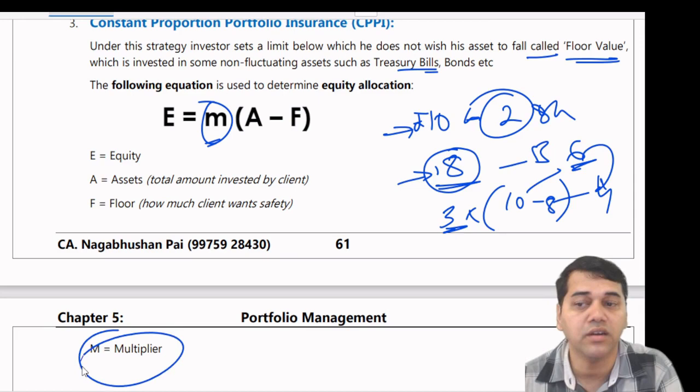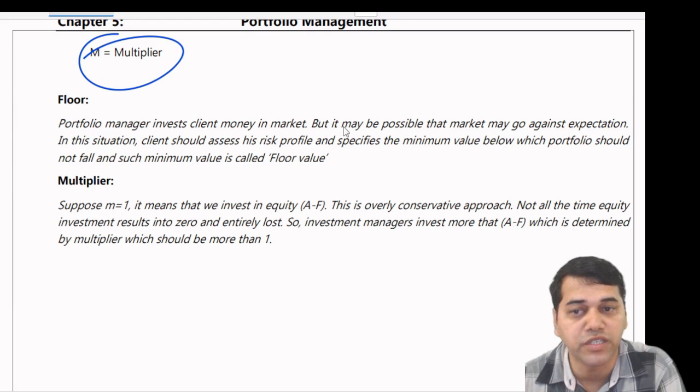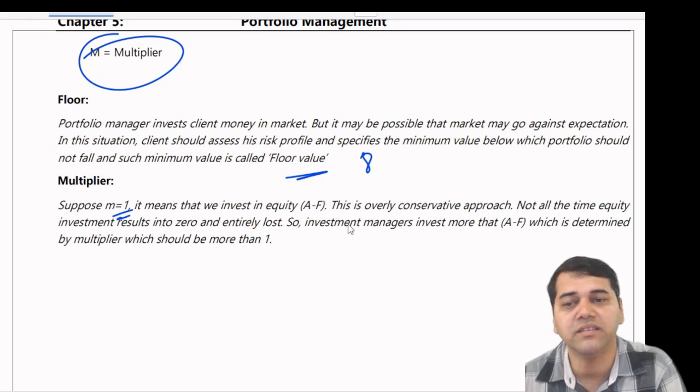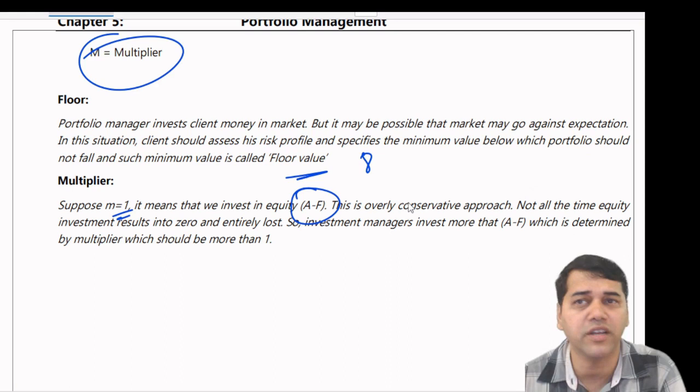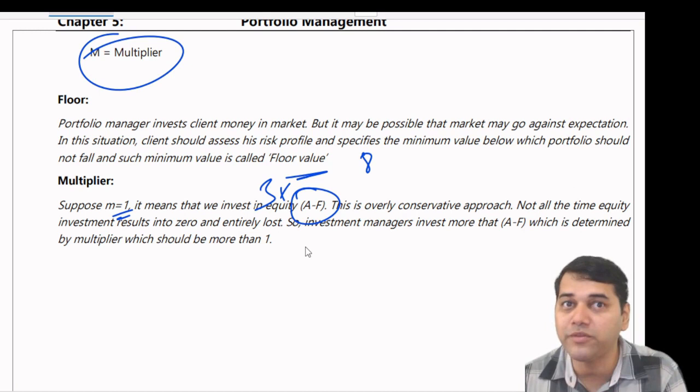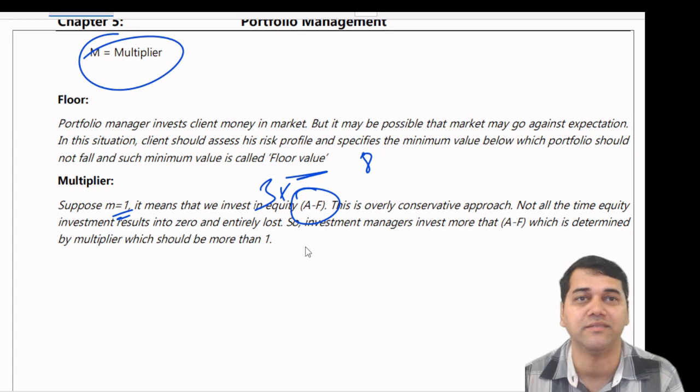Now, the floor is the amount the client wants protected. I told you, 8 lakh rupees is the floor. It cannot go below that. And the multiplier: if you take A minus F, you are too conservative, not a risk taker. But if you want to take the risk, if you multiply by 2 or 3, then you have more money invested in the share market and you can offer big returns. Since he told 2 lakh rupees, you can take a risk. I will take a big risk, keeping that entire 2 lakh like a margin.